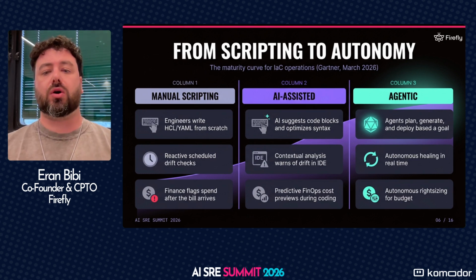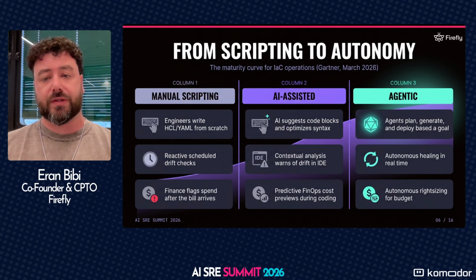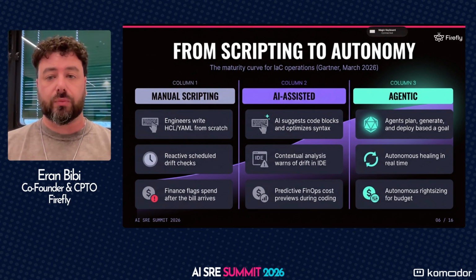Gartner draws a curve like this: manual scripting, AI assistant, and agentic. 3 columns, 3 reliability postures. Most of the teams in this room are somewhere between column 1 and column 2. The third column is where we are heading. The gap between 2 and 3 is bigger than it looks. It's not a model upgrade. It's an architecture change.